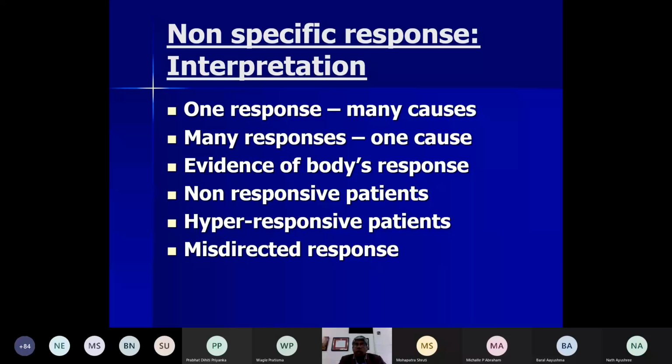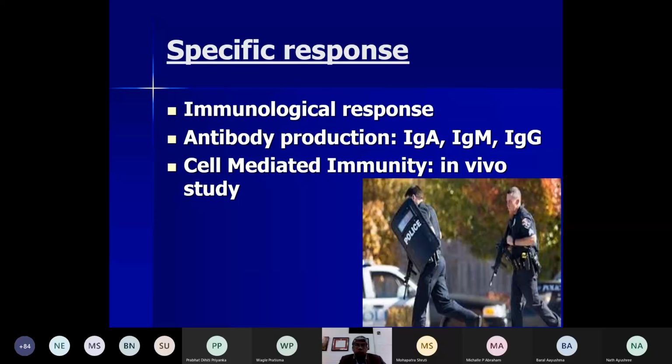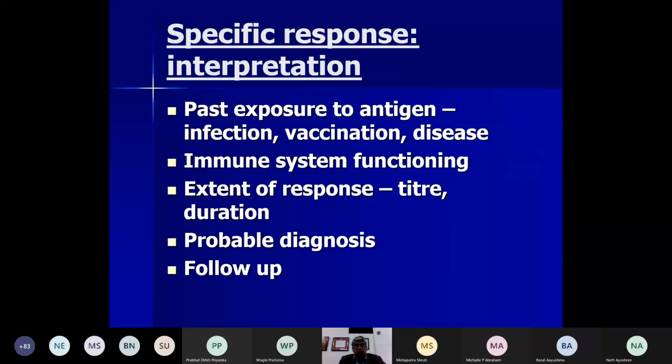So when we look at the responses, we need to keep these points in mind and interpret the value of that particular evidence. So a specific response could be production of an antibody, IgM, IgG, IgA, etc., or cell-mediated immunity. But we also need to understand, is it specific or is it misdirected, as it occurs sometimes in hypersensitivity reactions or autoimmune diseases.